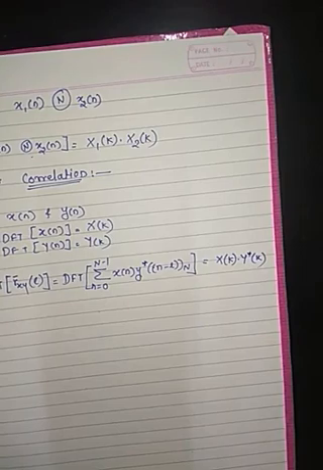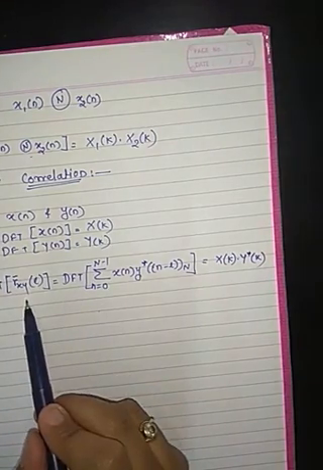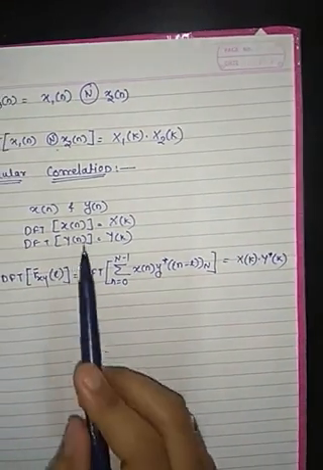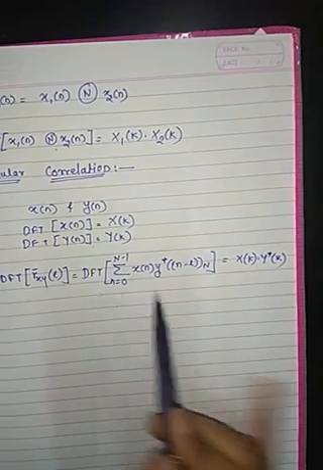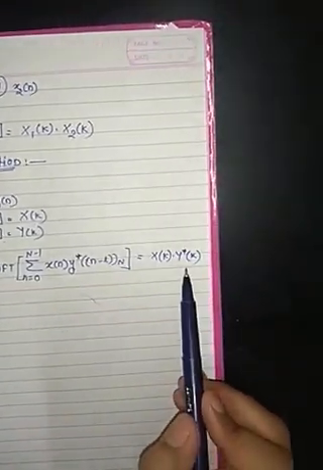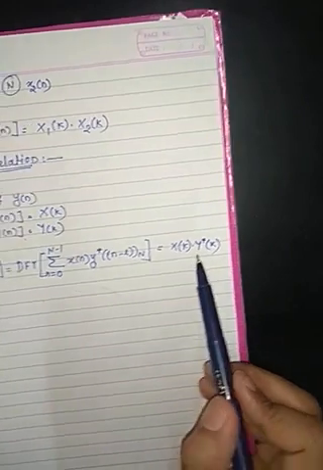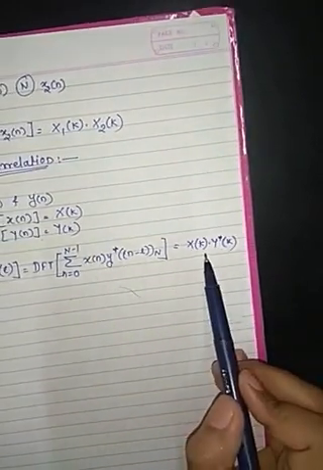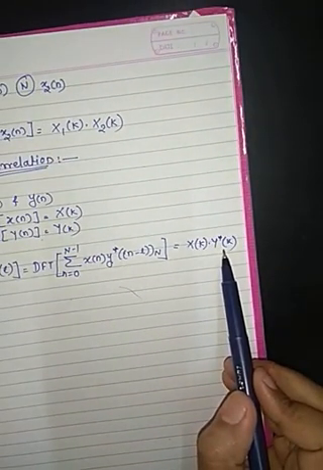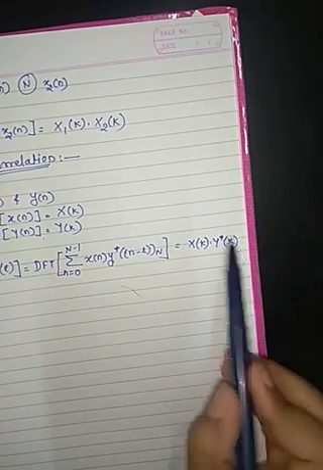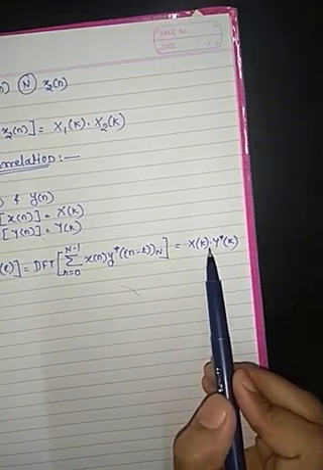Simply, if we have to find the discrete Fourier transform of this, we just take the individual discrete Fourier transforms of the two sequences, take the complex conjugate of the second sequence, and multiply them together.